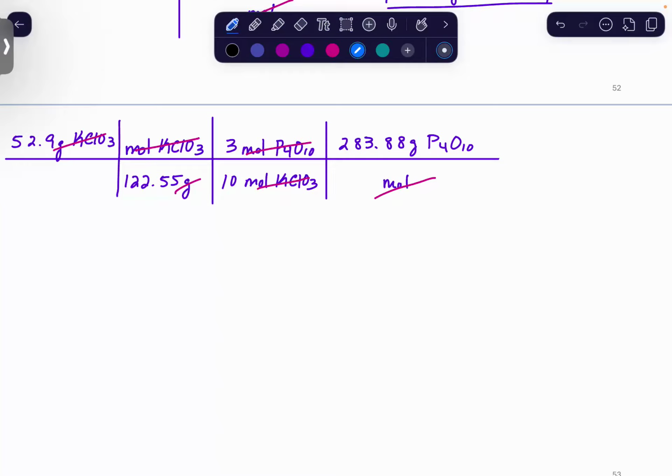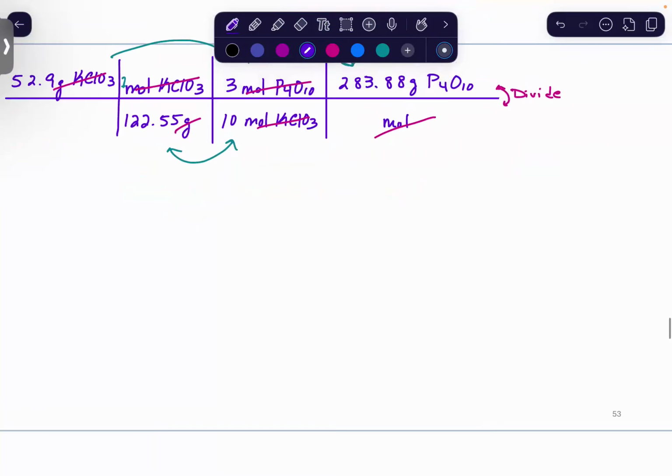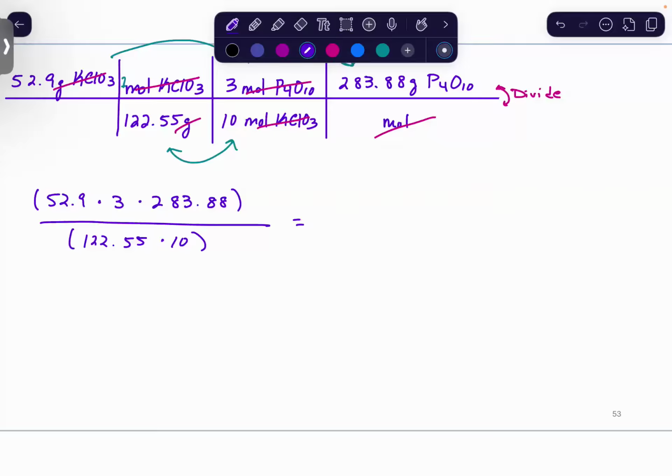So again, what I'm going to do is I'm going to take 52.9. So this is technically a 1. 52.9 times 3 times 283.88. Then I'm going to divide by 122.55 times 10. So what this would look like, you see in the numerator, 52.9 times 3 times 283.88 over 122.55 times 10. And that's going to end up giving me, again, 36.8 grams of P4O10.